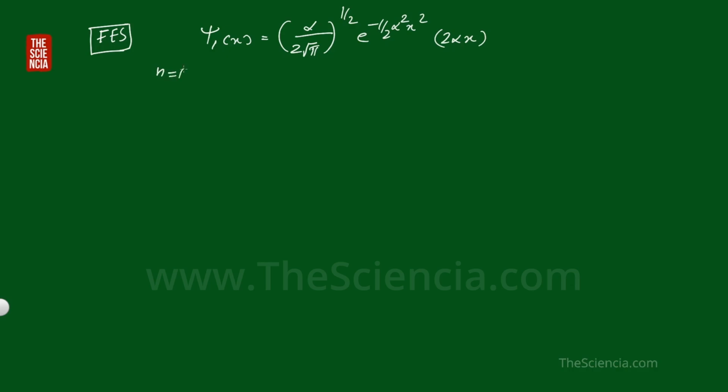Now let us discuss the first excited state. That is the first excited state wave function psi 1 of x is equal to (alpha by 2 root pi) all raised to 1 by 2 e raised to minus half alpha square x square times 2 alpha x. So here n equal to 1, that is an odd value, so this wave function is odd. So how can we plot this wave function? Because this is an odd wave function, it will start from the negative side.